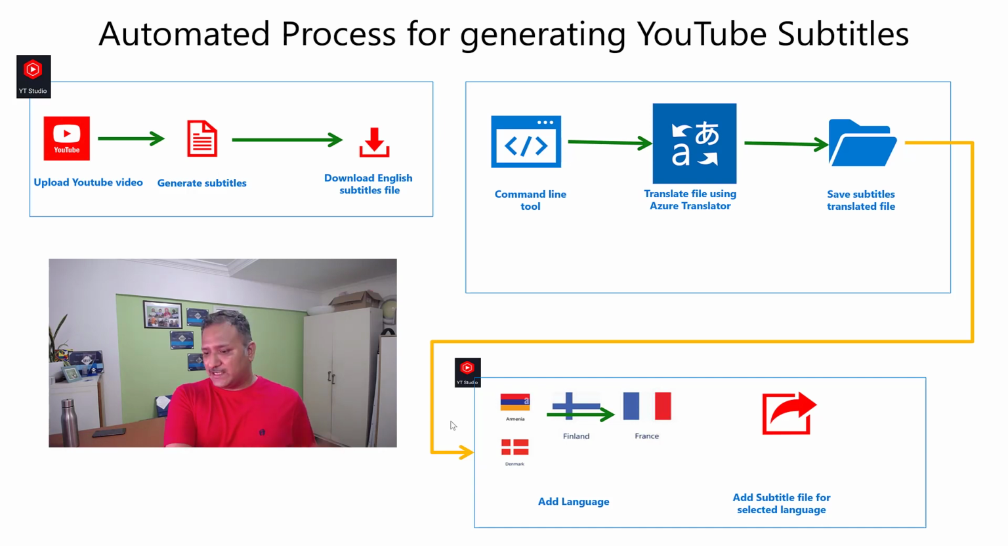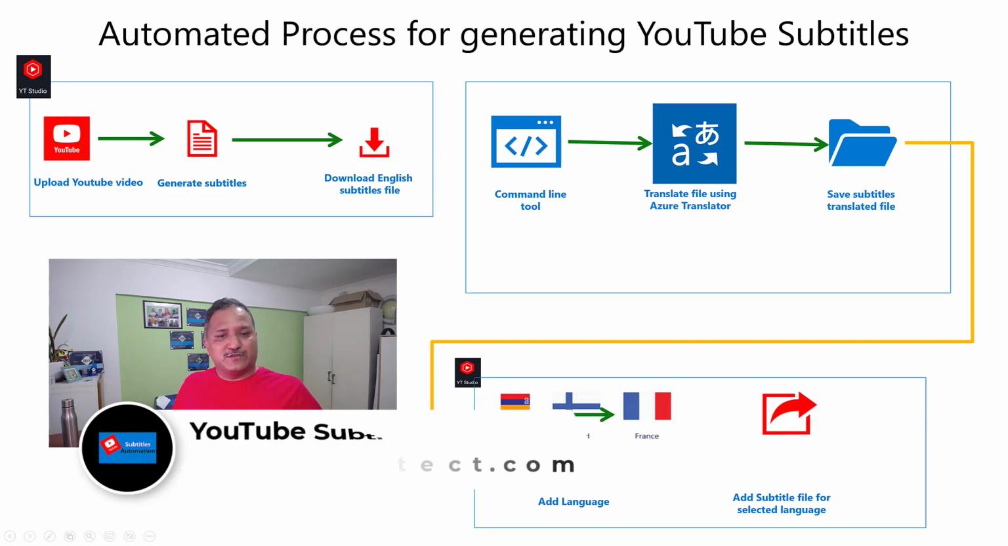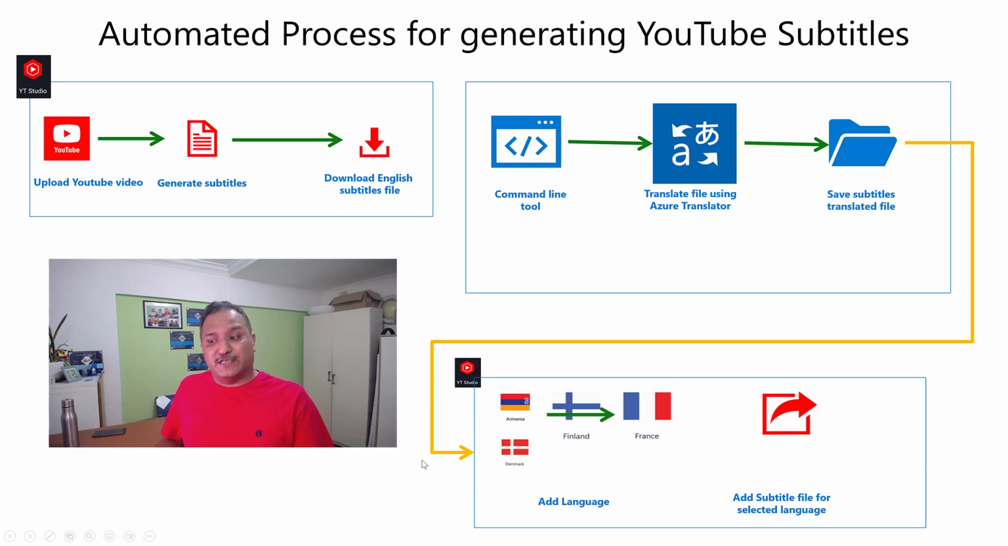The rest of the part still remains the same in this place, where I still have to add the language and I still have to upload those files manually, but at least it saves me half the effort. I don't have to upload individually the file for translation, click on download, add the language. In the next video I will also show you how we can automate even the second part, where we add the language in the YouTube Studio and we add the individual translated files. I'm working on automating that part as well.